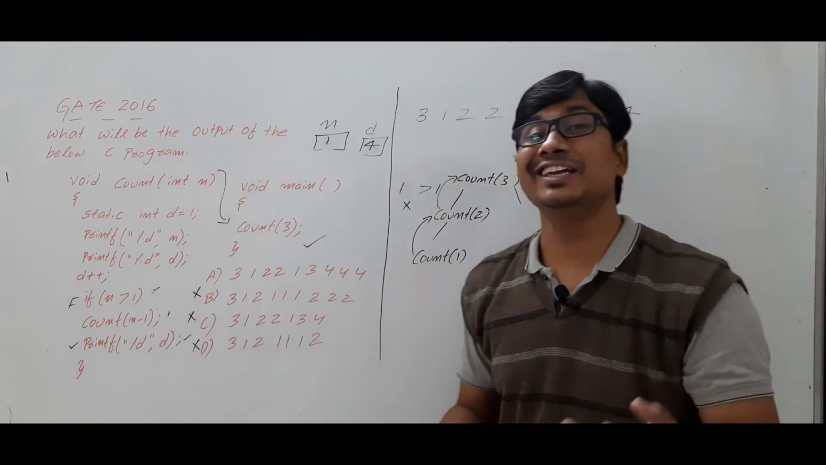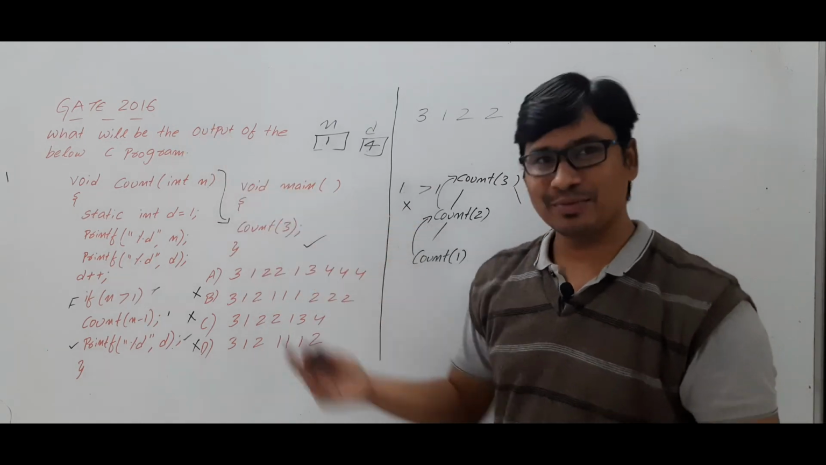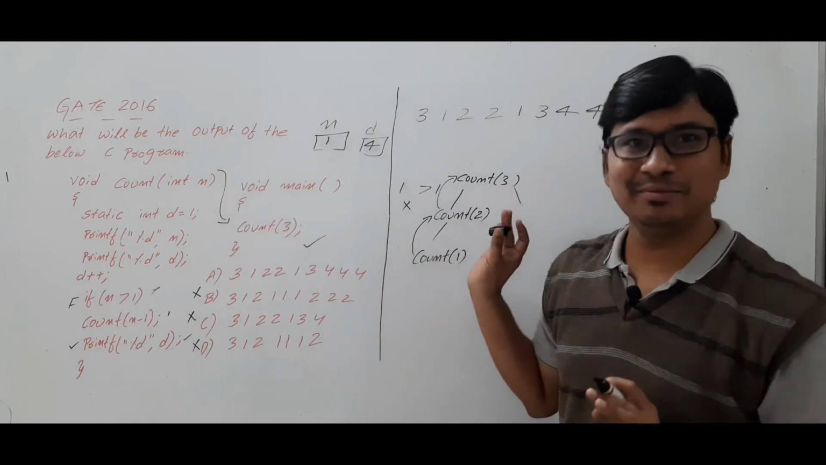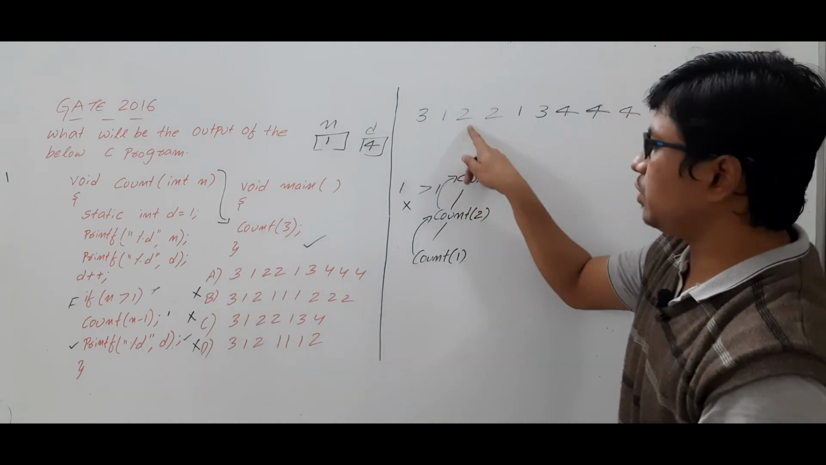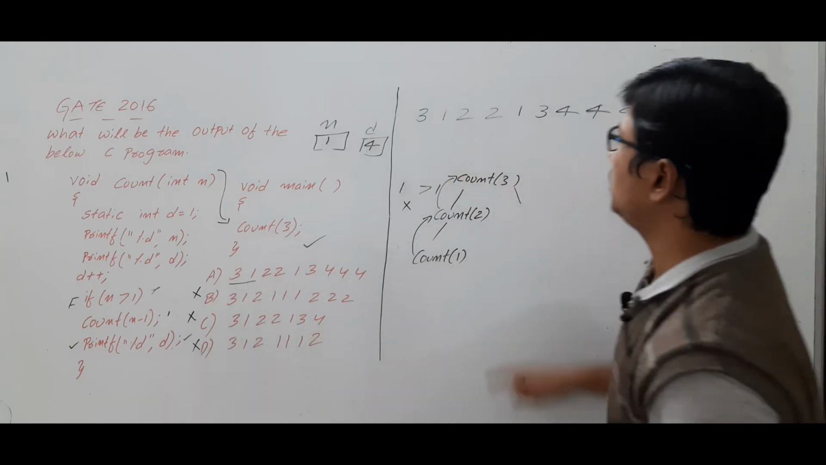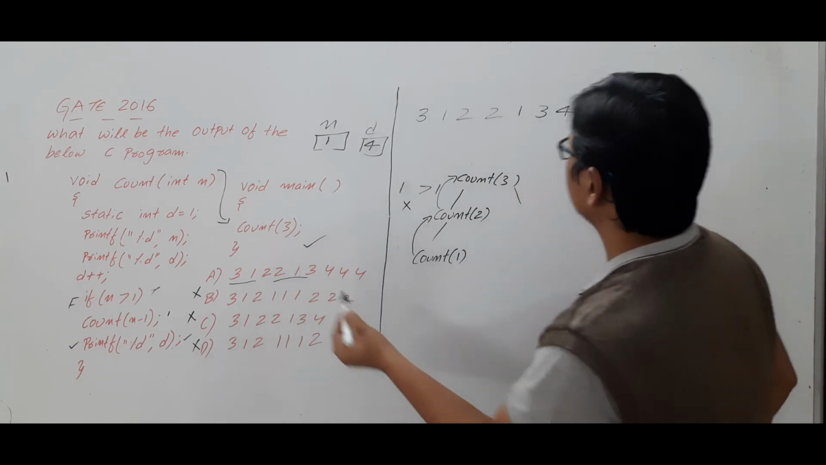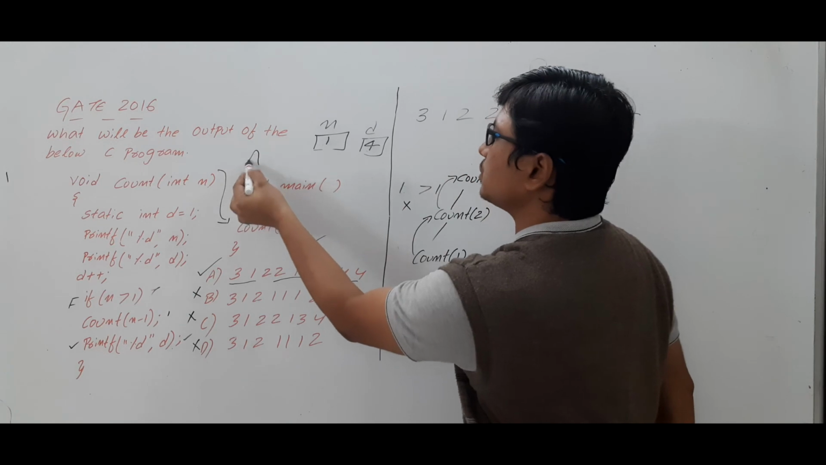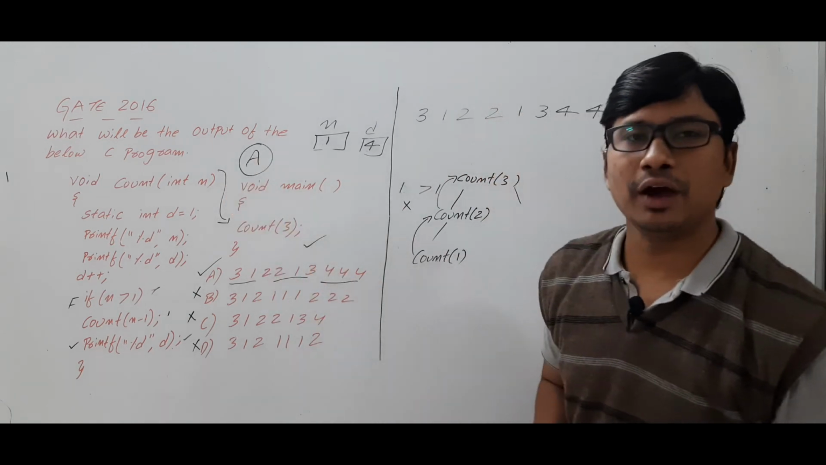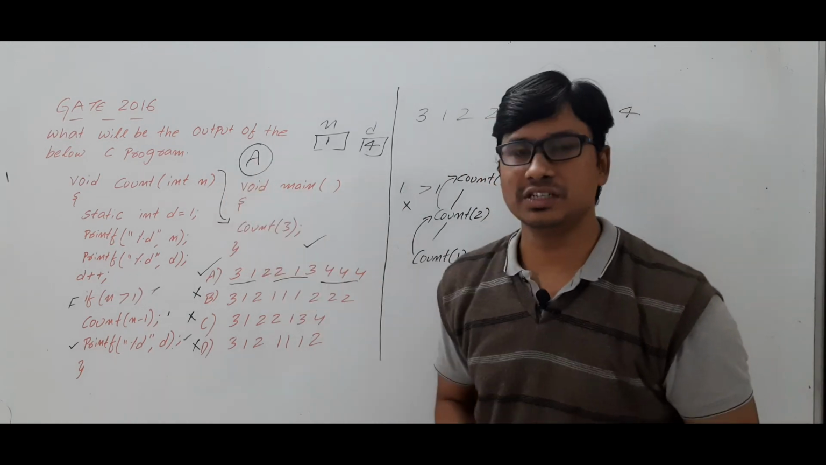Look at whether option A is right or wrong. If the option A is also not right, somewhere we made a mistake. Am I right? Or the question may be wrong. Okay, look at it. 3, 1, 2. Okay, good. 2, 1, 3. Okay. 4, 4. Yes, we got it. So the option A is right for this question. So I hope you have understood how I solved this GATE 2016 question.